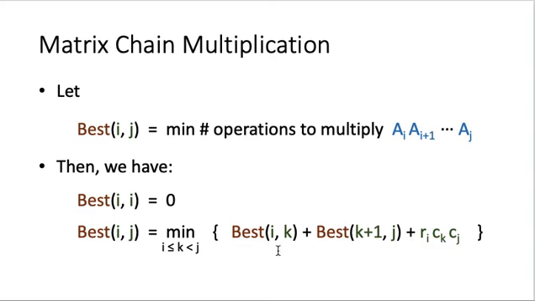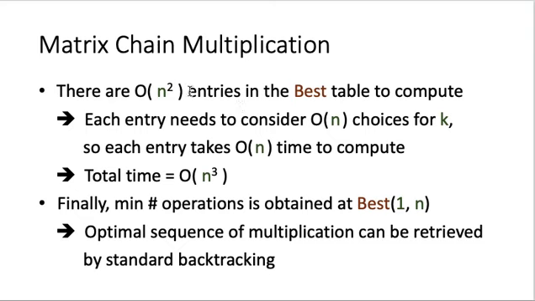That means that to compute best of ij, the time that we need is at most order n, because there are order n choices of k, and each k takes constant time. So in summary, n squared entries, with order n time for computing a certain entry, so the total time is order n cubed.